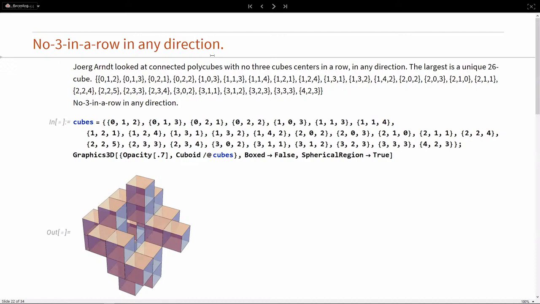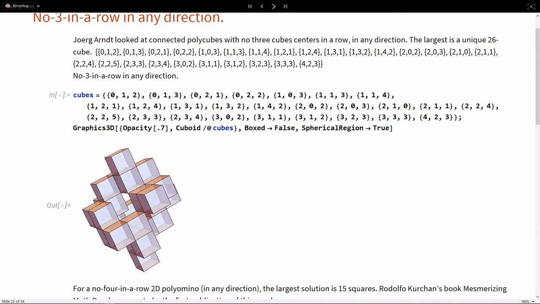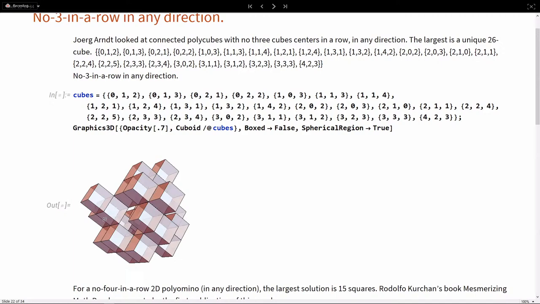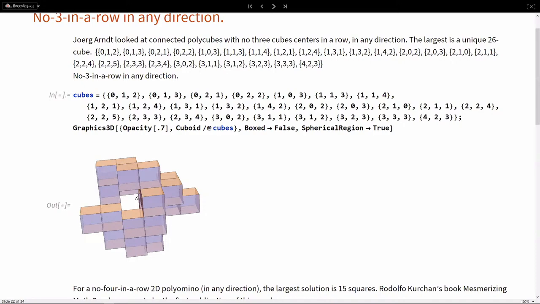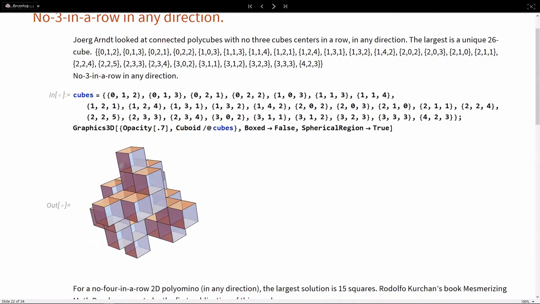A question that was recently looked at: is it possible to make a polycube so that no three cubes are in a row in any direction? Georg Arndt took a look at this, and he was able to grow the solution right up to this object here with 26 cubes. This is the largest possible connected polycube so that no three cubes are in a line in any direction, not just diagonally or orthogonally, but weird knight's moves or anything else. In any direction, there's no three cube centers in a straight line. And that's as large as you can go.